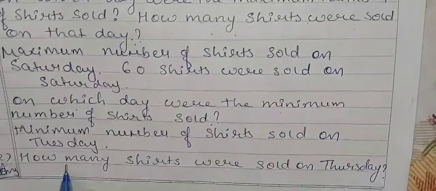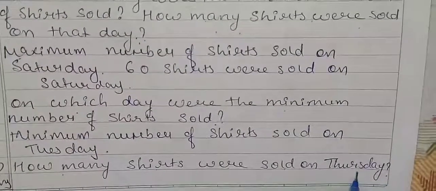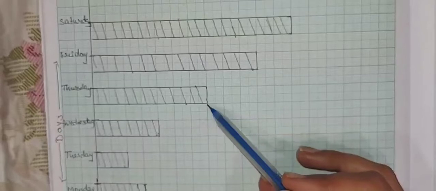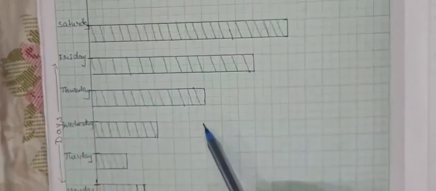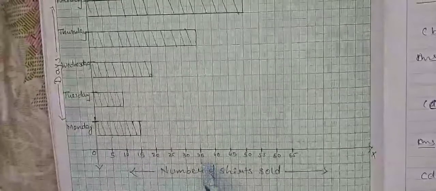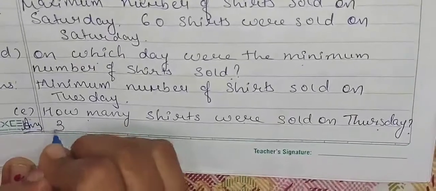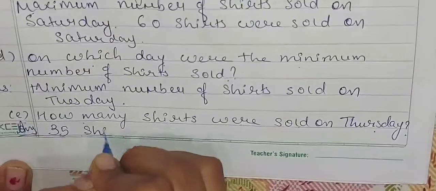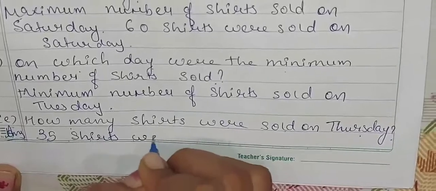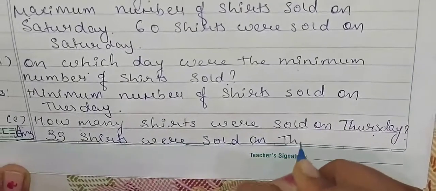Next question is, how many shirts were sold on Thursday? Let us write the answer from the graph. So on Thursday we can see how many shirts were sold, students? 35. How many shirts were sold on Thursday? 35 shirts were sold on Thursday.